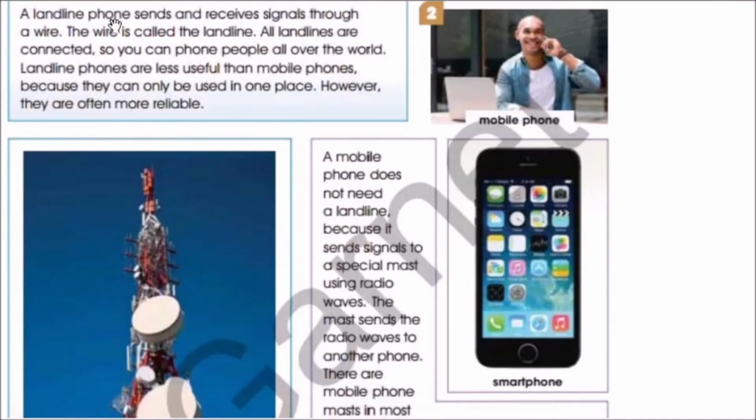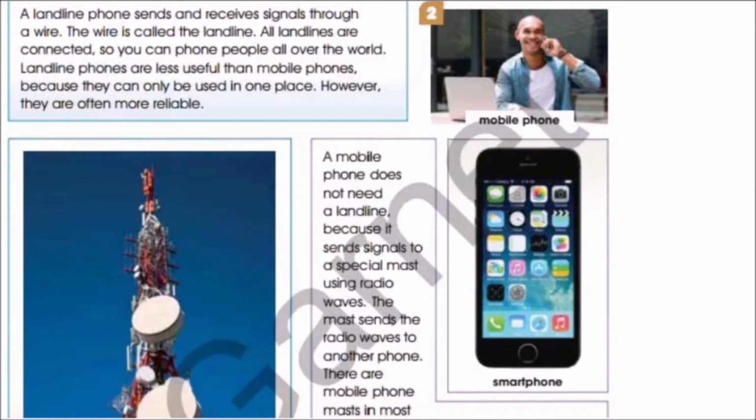A landline phone sends and receives signals through a wire. The wire is called the landline. All landlines are connected, so you can phone people all over the world. Landline phones are less useful than mobile phones because they can only be used in one place. However, they are often more reliable.